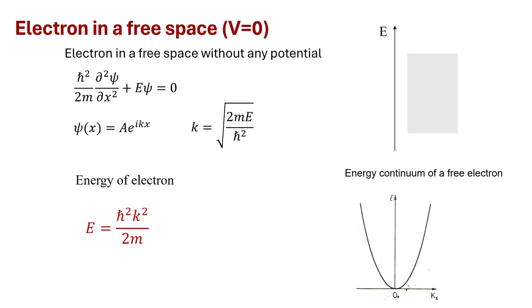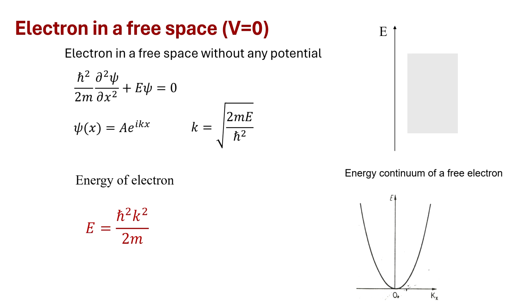And the solution for this, it is a second order equation. The general solution will be A exponential of i k x, where k is given as square root of 2mE divided by h cross square, because we know that E is equal to h cross square k square divided by 2m. What this shows is that the electron can take any state depending upon the k value. So, the electron is free, there is an energy continuum. If you plot this, it is a parabola like this, and the electron can take any state. It resides in free space without any potential, and it can reside anywhere it wants.